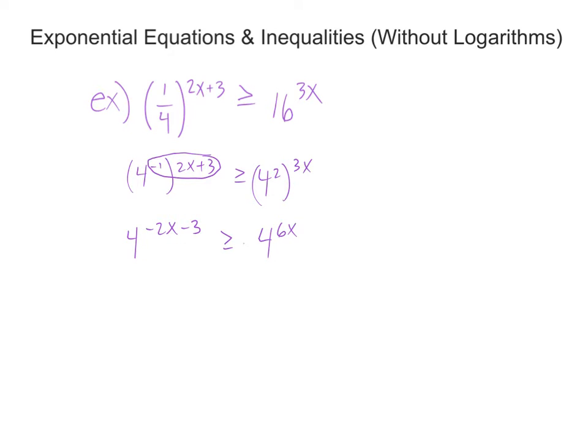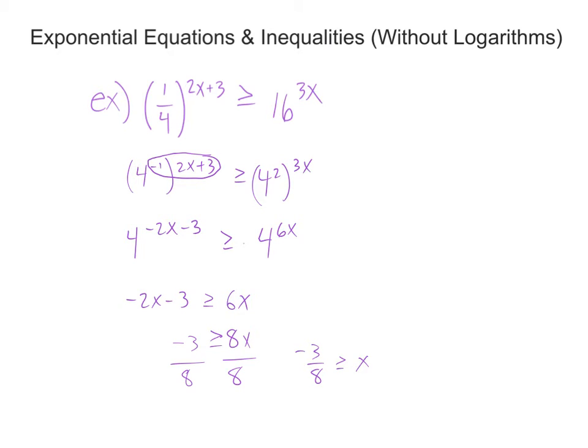So since my bases are both bigger than 1, I have negative 2x minus 3 greater than or equal to 6x. If I add 2x to both sides, I get 8x on the right. Negative 3, divided by 8, divide by 8. And negative 3/8 is greater than or equal to x. So one option is to just not have a fractional base to the power, and instead of thinking of it as 1/4, we think of it as 4 to the negative 1. That's always a good option.